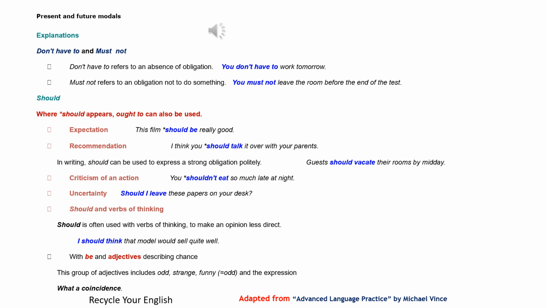Present and future modals. Explanations. Don't have to and must not. Don't have to refers to an absence of obligation. You don't have to work tomorrow.